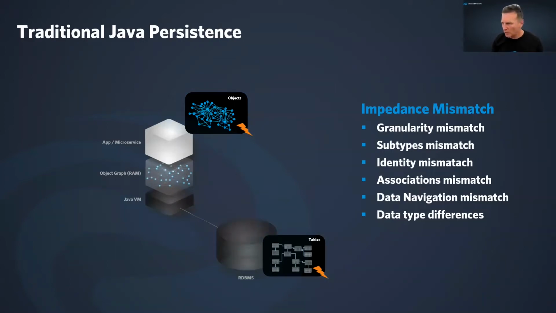This is challenging, and this is the reason why we need an object relational mapping framework. Hibernate is the de facto standard here, and it's a great framework, and we have spent 10 years using and improving Hibernate in our own tools.